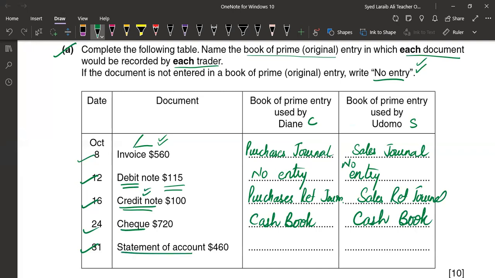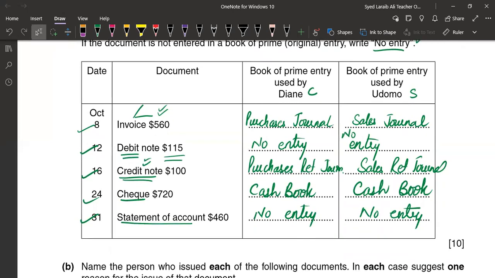Statement of Account is a source document which is issued by the supplier at the end of the month to demand the amount receivable from his customer. This document is a copy of the ledger. Therefore, no entry is made either by the customer or the supplier. So we would write here no entry on both sides. I hope this would be clear to you.